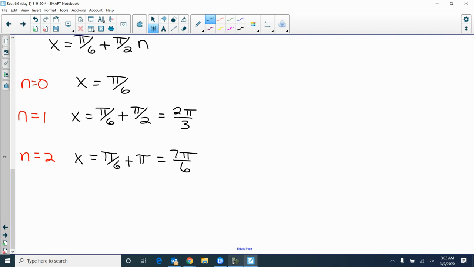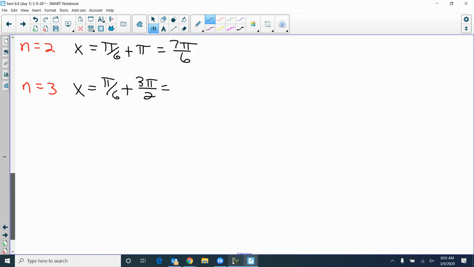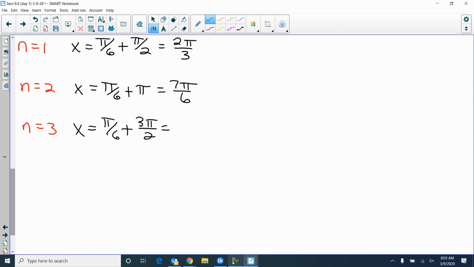Keep going. Let n equal 3. And then I get x equals pi over 6 plus, when n is 3, pi over 2 times 3 is 3 pi over 2. And what am I going to end up with for that? 10 pi over 6? 5 pi over 3?